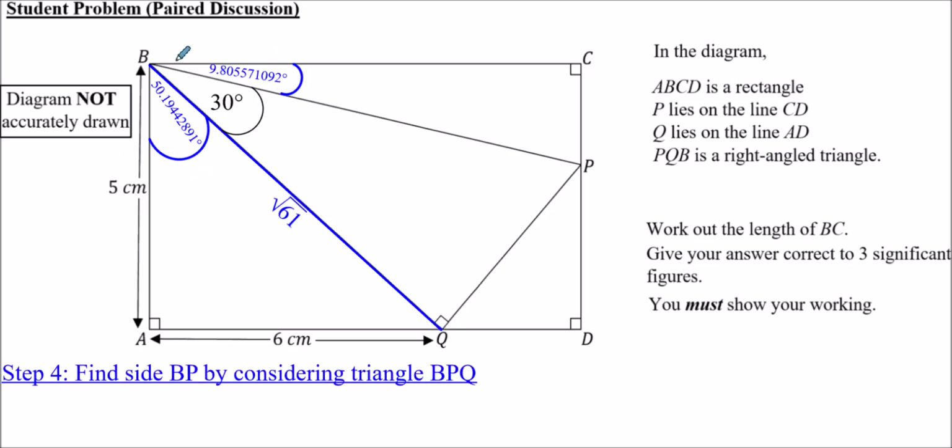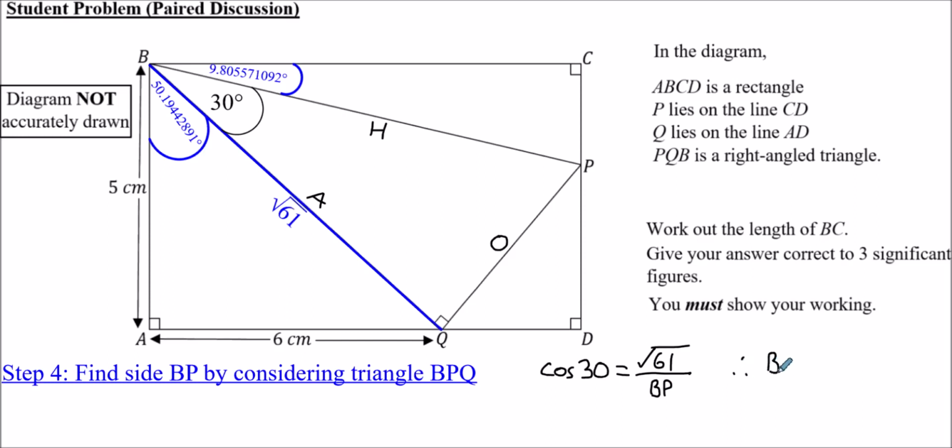We can find side BP by considering triangle BPQ, the triangle in the middle. So we can use basic trig to work out BP. So BP is the hypotenuse for this triangle BPQ, and root 61, that must be the adjacent, because the opposite side, opposite to the 30, is here. And so if we know the adjacent side and want to know the h, if we're interested in a and h, that's going to be cos. So in other words, cos of 30 is the adjacent side, which is root 61, divided by h, which is BP.